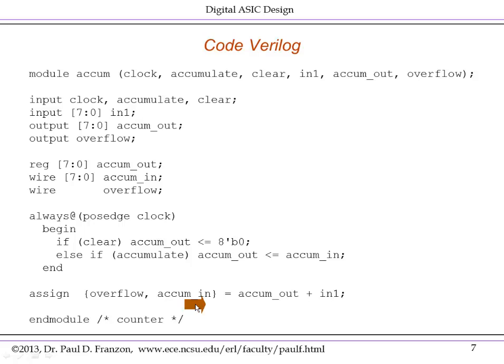This is why I named accum in the previous page, because I have to name overflow. If I didn't need to name overflow, I could just put accum in equals accum out plus in 1 up here. I then declare my local variables. Remember, this just depends on how the variables are assigned. Accum out is assigned in a procedural block, so it's type reg. Accum in and overflow are assigned continuously, so they're type wire. Then I have my module header, declare my inputs and outputs. I've used the Verilog-95 style here, and have endmodule.